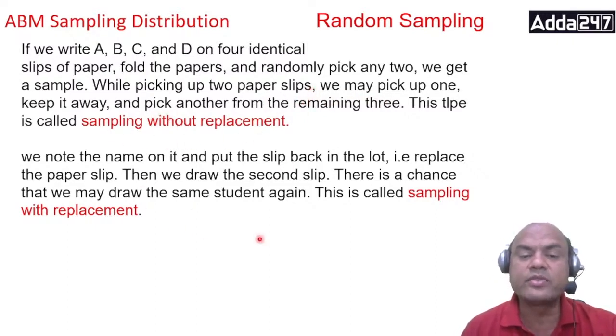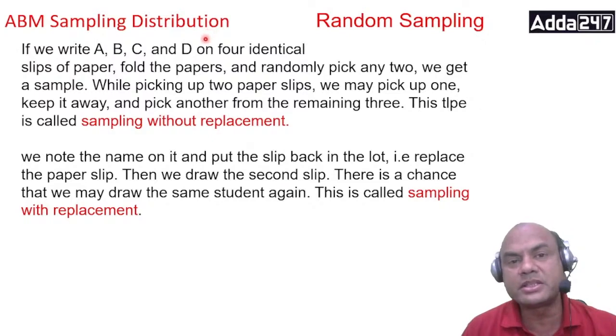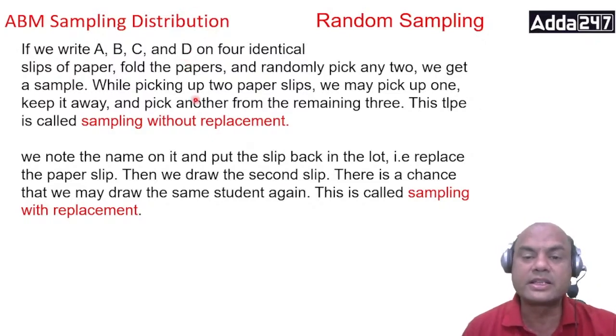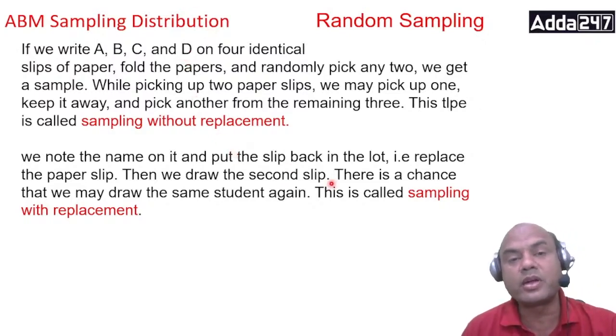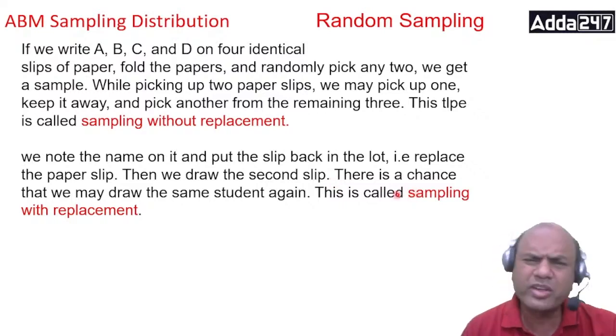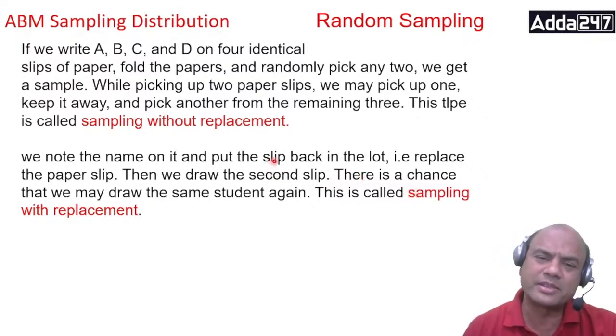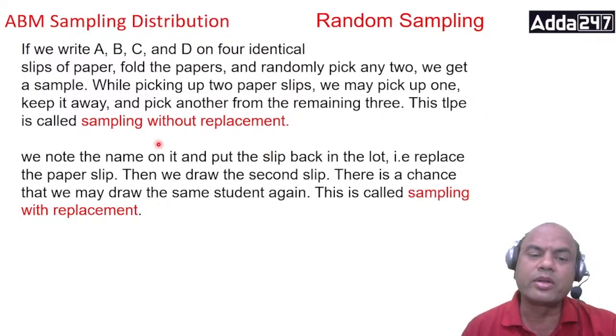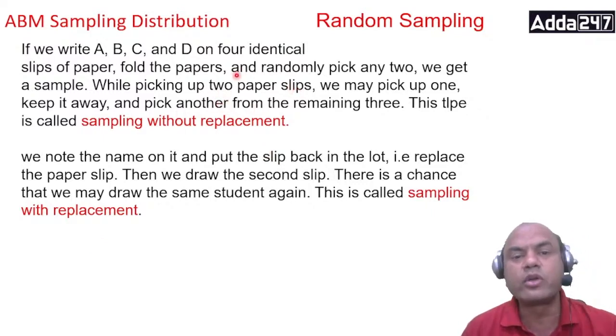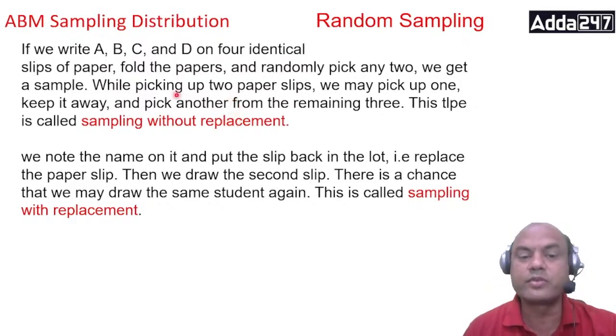And the second thing is with replacement. Suppose I pick this slip D, see the name on it, and again put it inside that same jar. Then it will be called with replacement. We have seen this many times, right? With and without. Whenever I take any slip and don't put it back in the box, that is without.